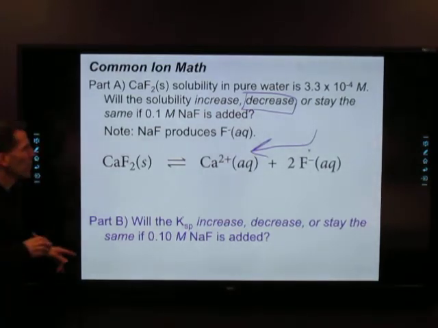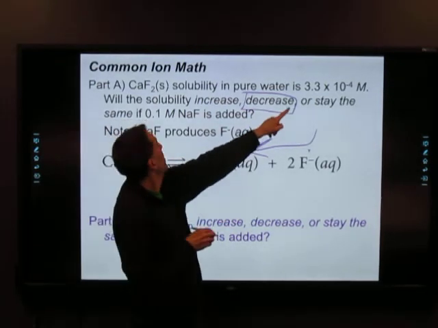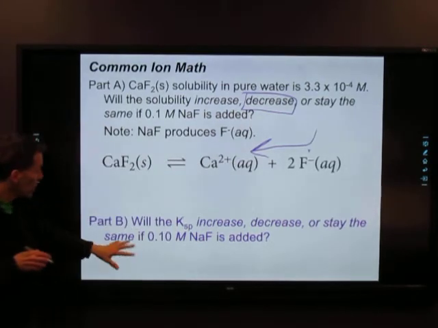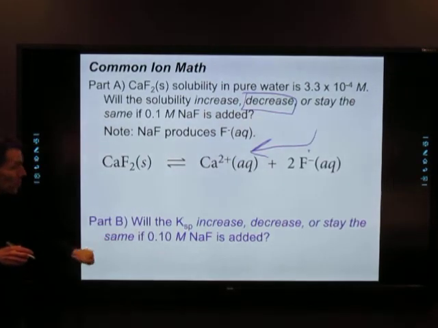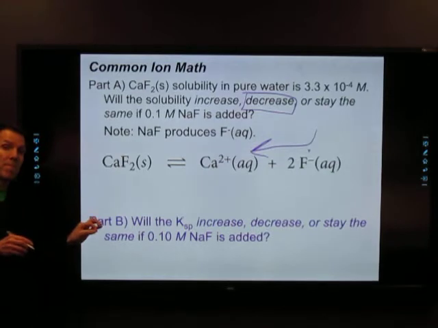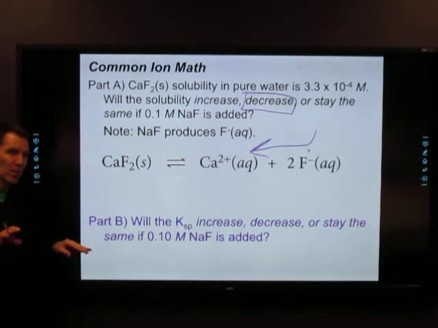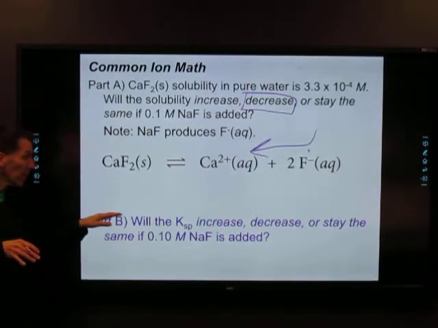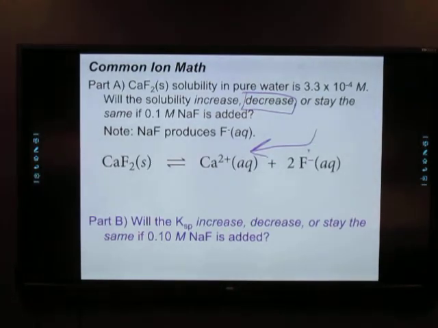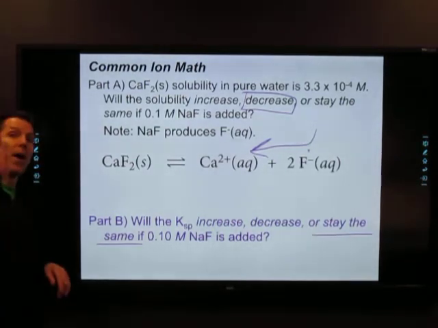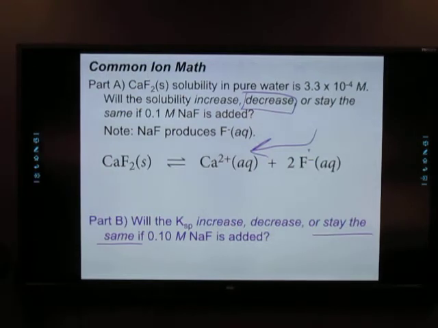So math-wise, set up here the KSP, or actually we don't have the KSP yet, we'll get it. The KSP will stay the same unless you change the temperature. KSP is a constant, the solubility product constant, and so that will stay the same when we do an ICE chart. The only thing we're going to change is the F minus is going to go up, so like I said, the Ca will go down.